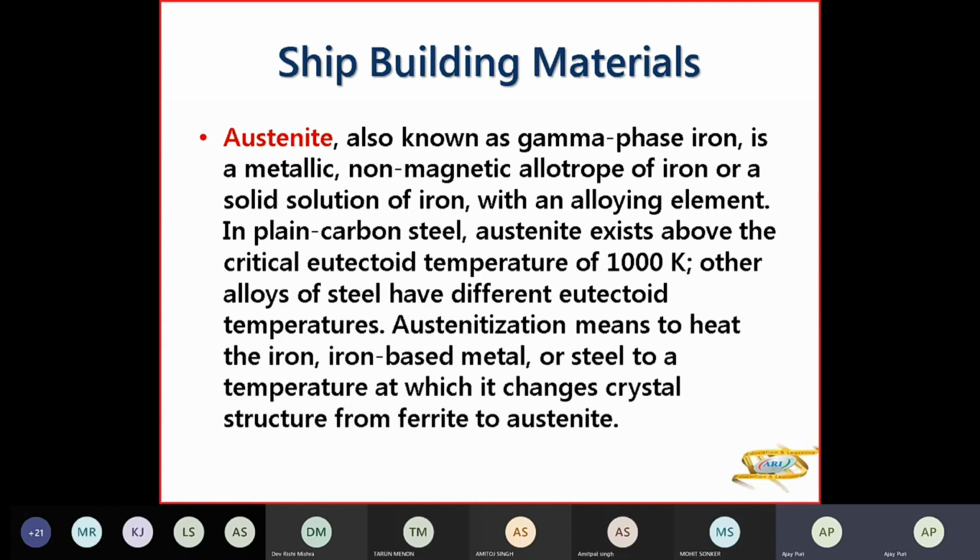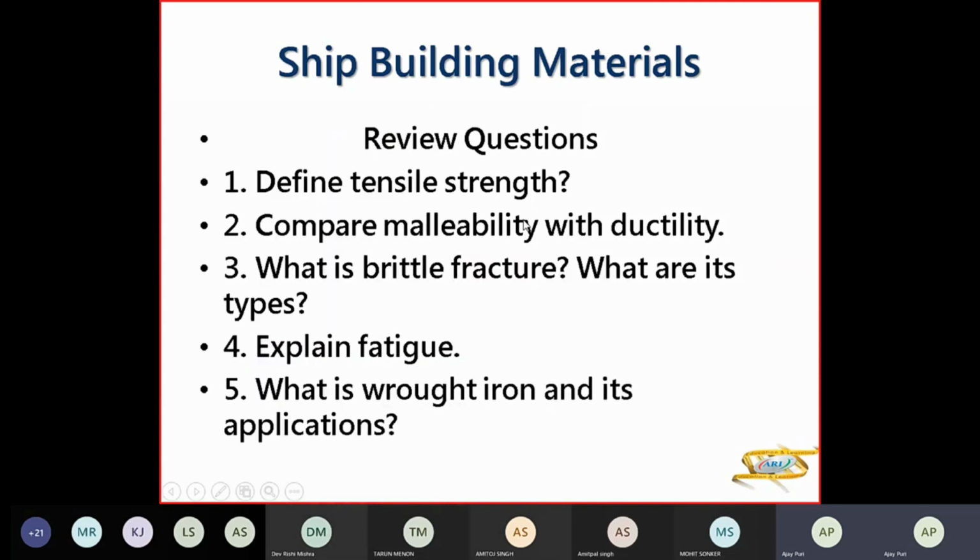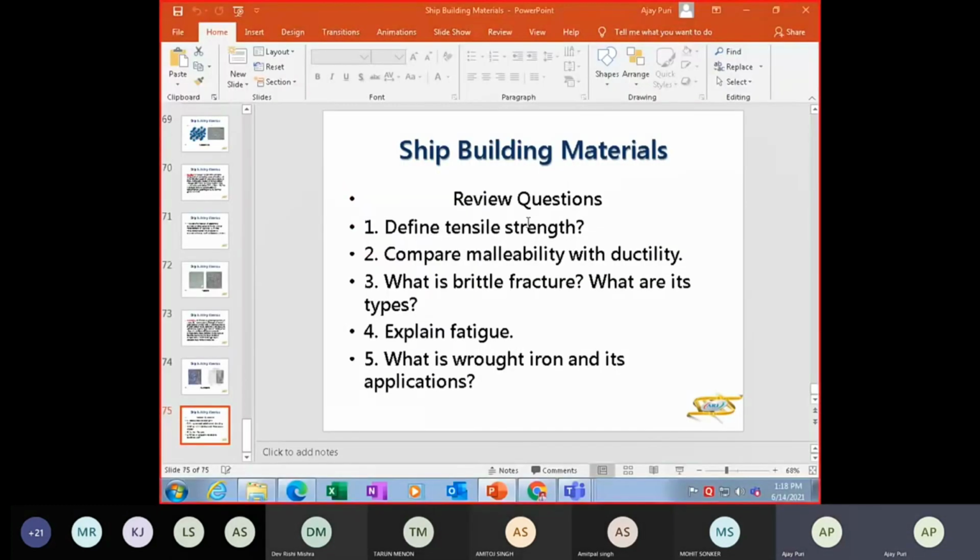Austenization means to heat an iron-based metal or steel to a temperature at which it changes crystal structure from ferrite to austenite. So if you see, this is the structure of ferrite, then the structure changes to austenite in this phase. So we completed that. Do you have any questions on these forms of steel, cementite, pearlite, and austenite?